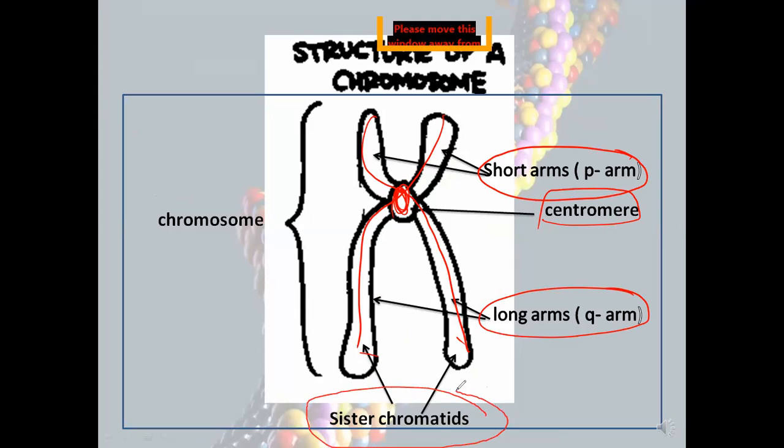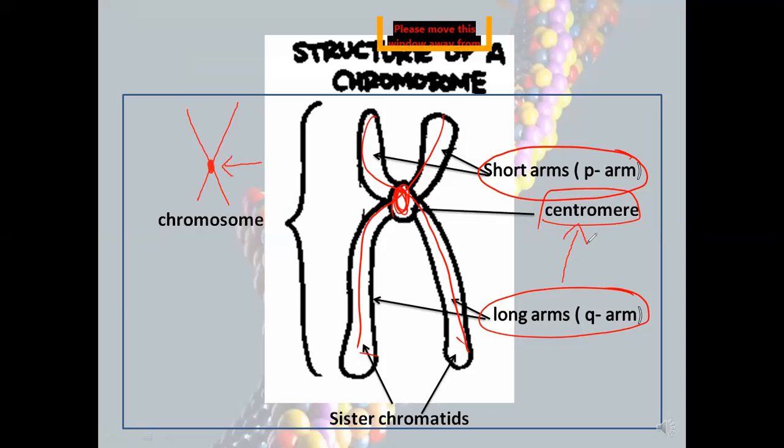What are these two sister chromatids? This is one sister chromatid, and this is the other sister chromatid. These two are called sister chromatids. These two sister chromatids are attached at the middle. This is the attachment site. It's called the centromere. So this is the centromere. It's the attachment site of the two sister chromatids.